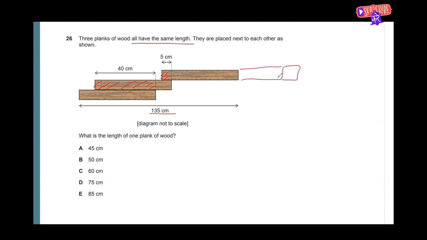So here I'm not adding any additional plank length. I'm not removing any plank length. I'm simply moving it. So 135, which is our overlap plank length, and 45, which is our overlap area, gives us 180 centimeters. And since they're all the same in length, 180 divided by 3 equals 60 cm, which gives us C.